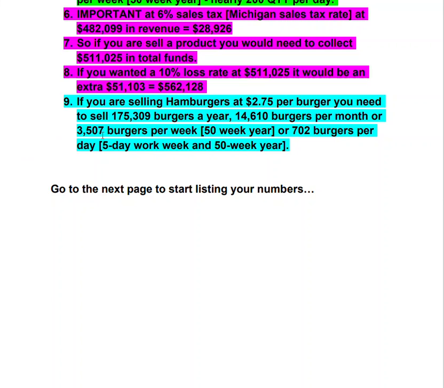Hamburgers, $2.75. You need to sell 173,309 hamburgers, or 14,610. These are big numbers, but it's big only because you had these really big expenses at the top, based on you now having to do something else. Right? And this is what John and I love to do when we go into a company that has been affected by whatever. We go, okay, here's what you could be doing, but here's what you now have as your expenses, and maybe you may not want to do that thing. Maybe you don't want to sell hamburgers.